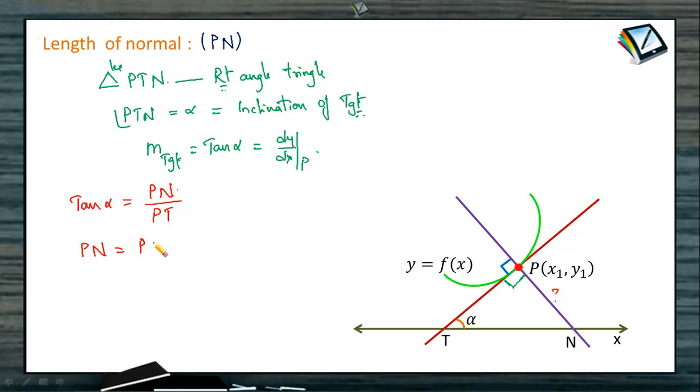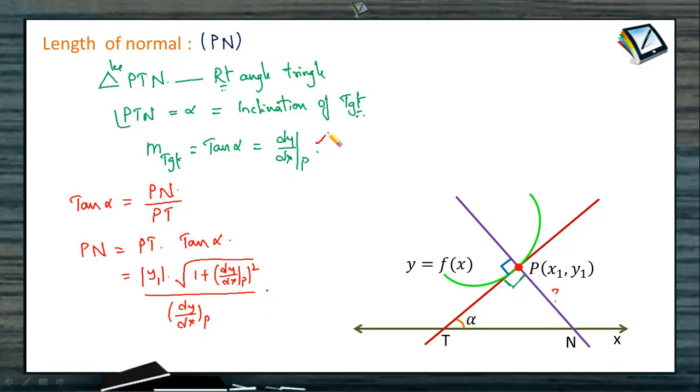What is the PN value now? It is PT times tan alpha. Do you remember what is PT, the length of tangent? Yes, it is modulus of y1 times square root of 1 plus (dy by dx at the point P) whole square, by dy by dx at the point P, times, now what is tan alpha here? Tan alpha value is again dy by dx measured at the point P, right? Now this dy by dx will cancel, leaving us with modulus of y1, that is the ordinate of the point P, times the square root of 1 plus (dy by dx at the point P) whole square, right? Are we able to calculate the PN length?